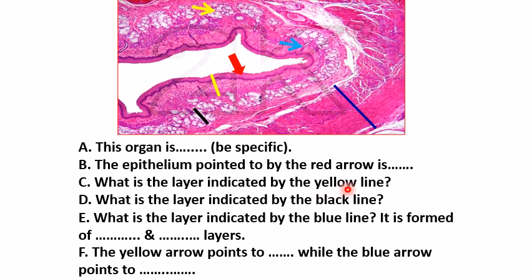The layer indicated by the yellow line is the mucosa. The black line is the submucosa. The blue line is the musculosa, inner circular and outer longitudinal. The yellow arrows are the mucus glands, the esophageal mucus glands, while the blue arrows are the ducts that open at the surface.